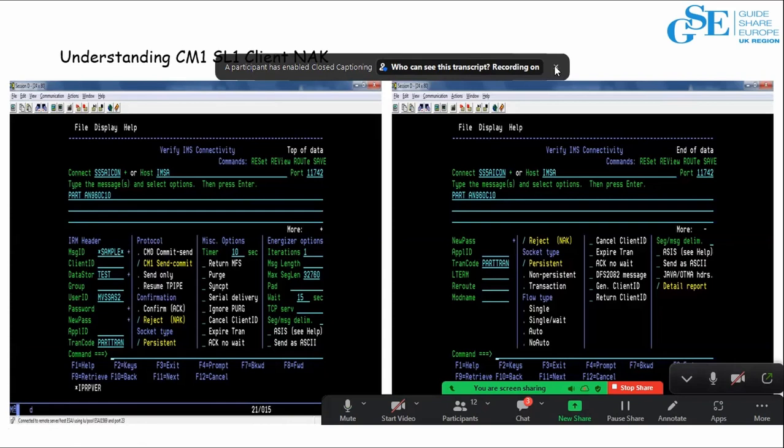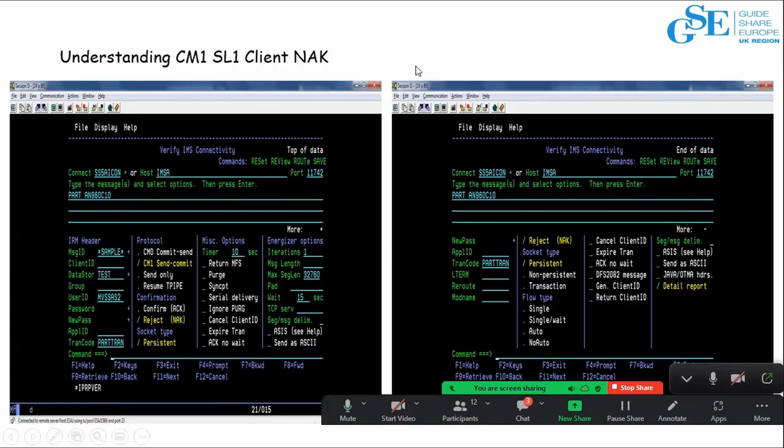We'll also take a look at the third case. We'll try to understand the CM1 SL1 client NAC this time. Again, the same screenshot, I've executed the part transaction, but just note the difference in the option that I've selected. In the protocol, it's the same. I've selected CM1 send commit protocol, but in the confirmation, previously I had selected confirmation ACK. This time I have selected rejection NAC.